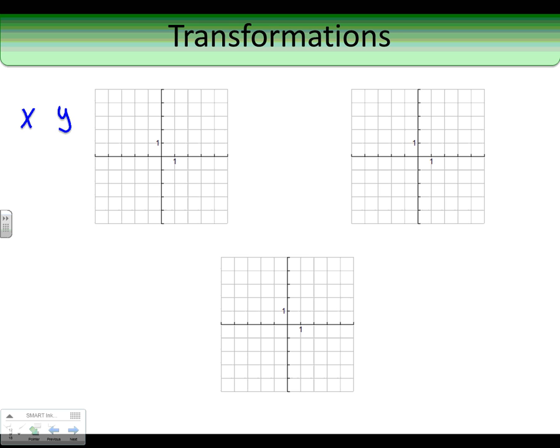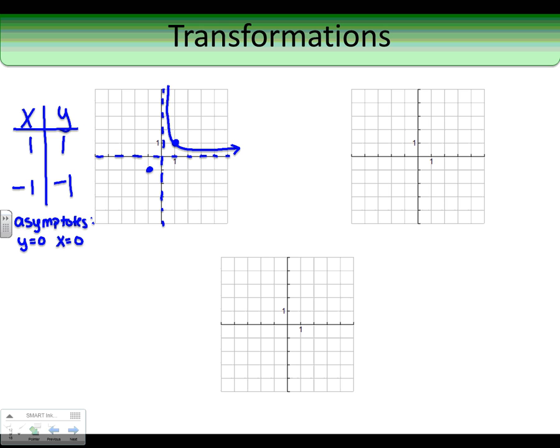So I'm going to go ahead and write the table out for my parent function. So I have the points negative 1, negative 1, and 1, 1. I also have 2 asymptotes on this graph at y equals 0 and x equals 0. So that's going to be important to keep in mind when we're doing our transformation. Okay, so that asymptote is here, x equals 0, and y equals 0. So we have the point 1, 1, and the point negative 1, negative 1. So it's just a matter of you're going to need to memorize what all these parent functions are. From there you can apply the transformation, but you're going to need to have the parent functions memorized.